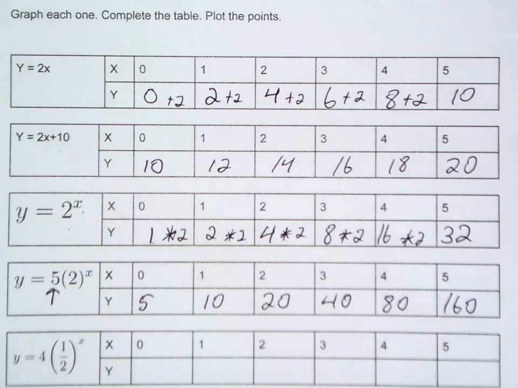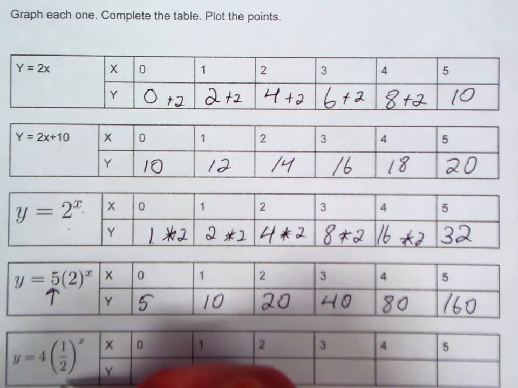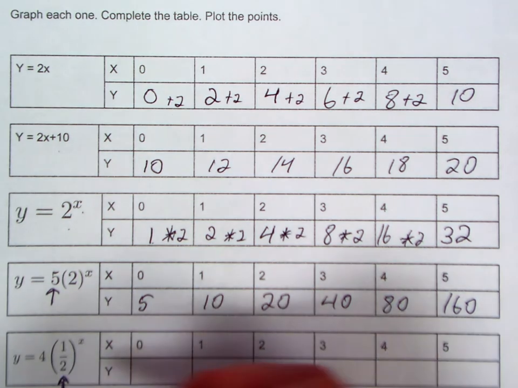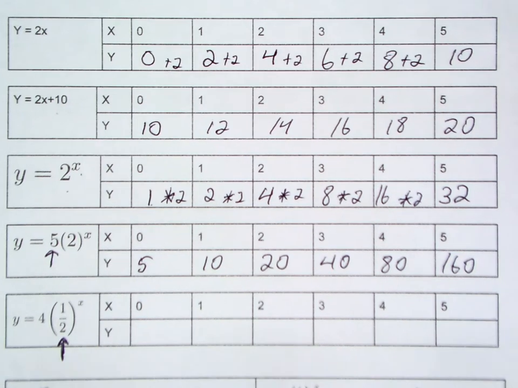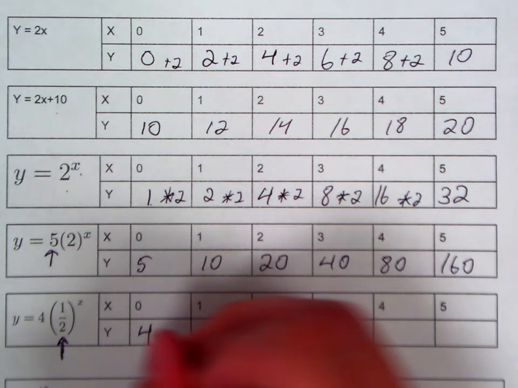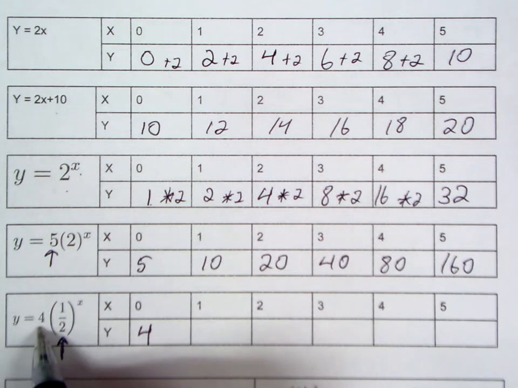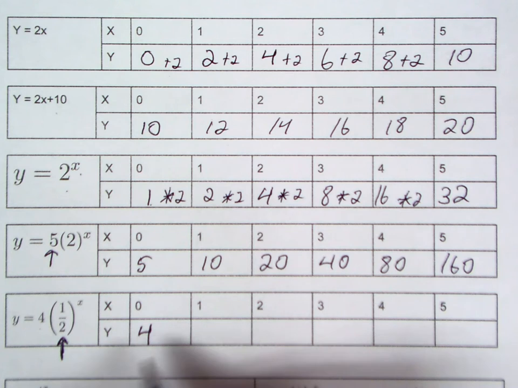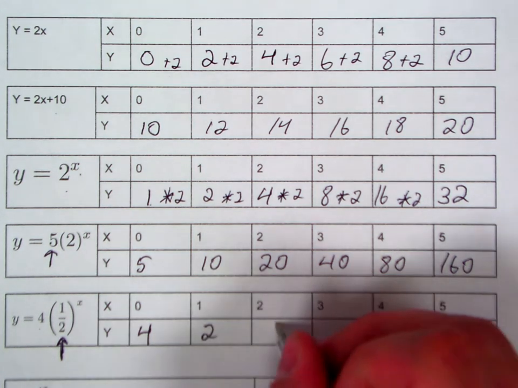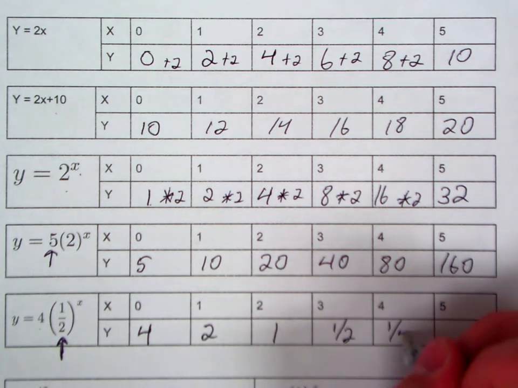On the opposite end of the spectrum, there is something called exponential decay. When our growth factor is less than 1, each time we multiply, we're multiplying by a fraction, which is really the same as division. Multiplying by 1/2 is the same thing as dividing by 2. So our starting value here is 4, from right here. And each time we go to the right, I'm going to multiply by 1/2, or divide by 2. So this becomes 2, 1, 1/2, 1/4, and 1/8.